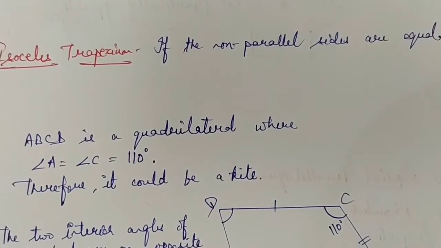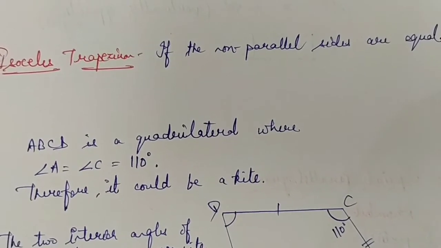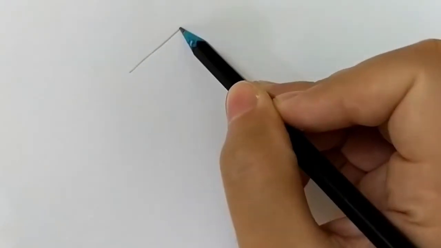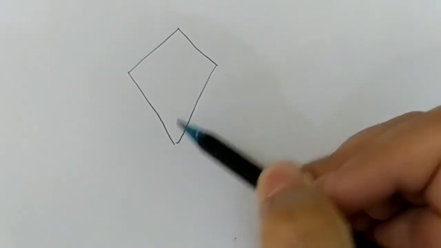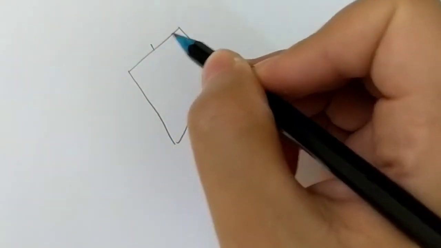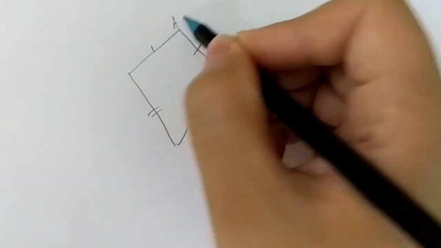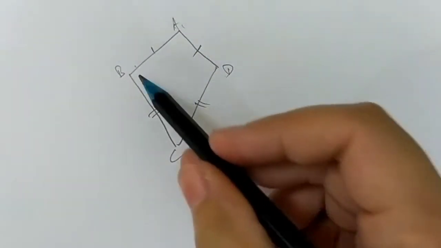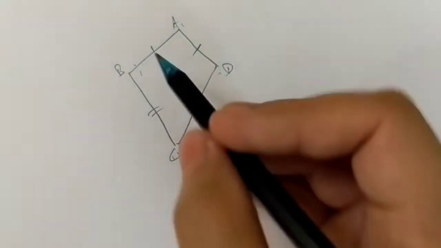It means when you see a kite, like you can see here, I'm drawing a rough kite for you. When you see a kite like this, you have this pair and this pair of equal sides. It means if it is named as A, B, C, D, you have AB equals to AD and BC equals to CD. And also there is a pair of angles that is equal in a kite.